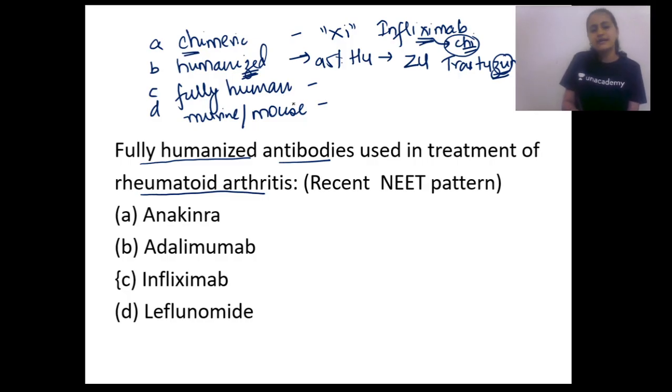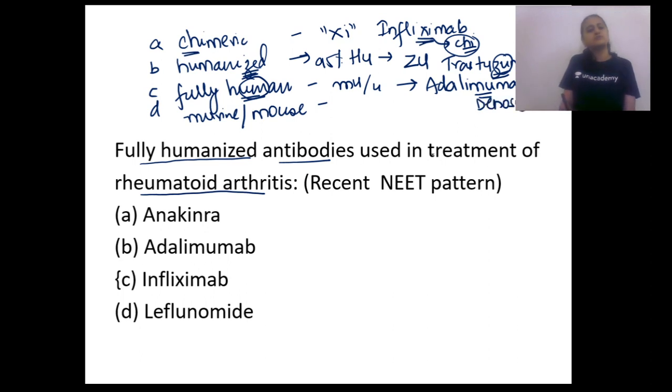Fully human antibody will be MU or only U. So example, adalimumab. When you say adalimumab, MU tells you that this is a fully human antibody. Like denosumab, you have only U, so it is a human antibody.